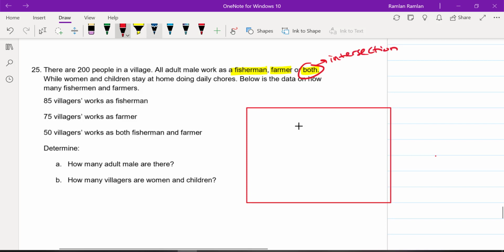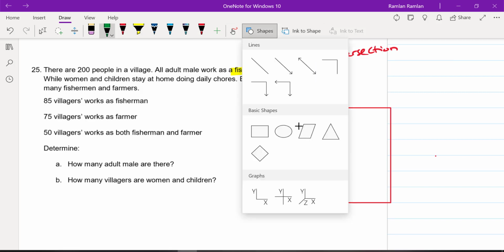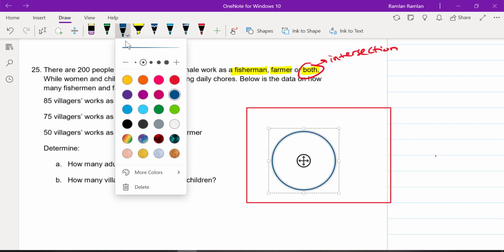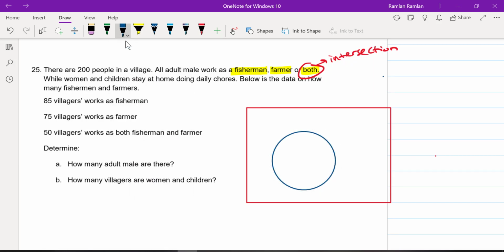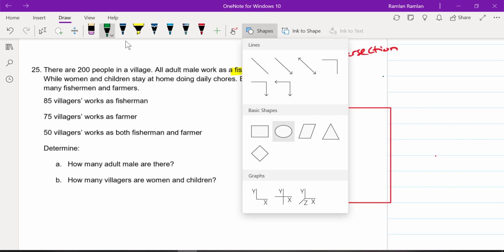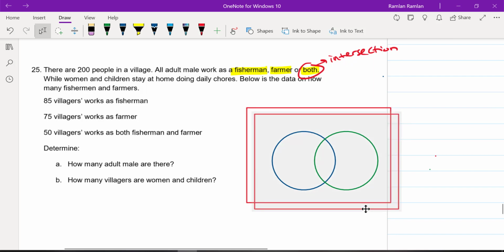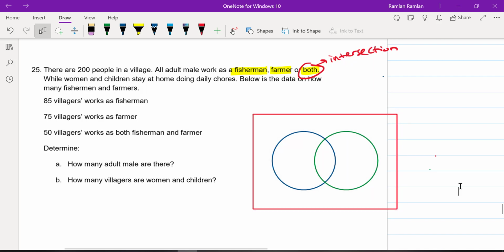Let's draw two circles in here, one representing the fisherman and the other the farmer. I'm going to draw the first one over here, and then use blue for the other one. The shape is going to be something like that. The thing we're going to put in the Venn diagram is not the elements, but the cardinal number.